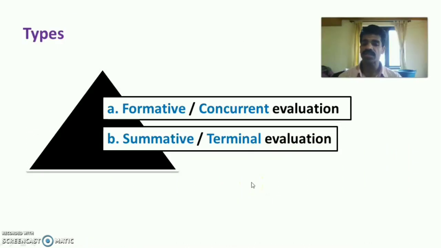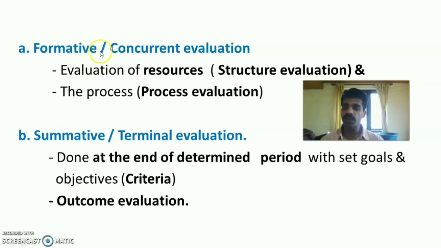The two most significant types of evaluation are formative or concurrent evaluation, and summative or terminal evaluation. As the term indicates, formative or concurrent means the evaluation is done during the process of activities. Summative or terminal evaluation is done at the end of the complete actions or programs. Thus, formative or concurrent evaluation includes evaluation of the resources, man, money, material, that is called structure evaluation, and evaluation of the nursing process activities, that is process evaluation.